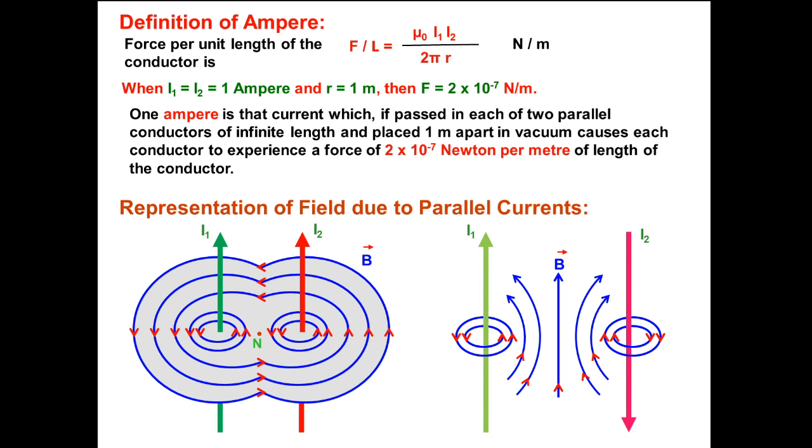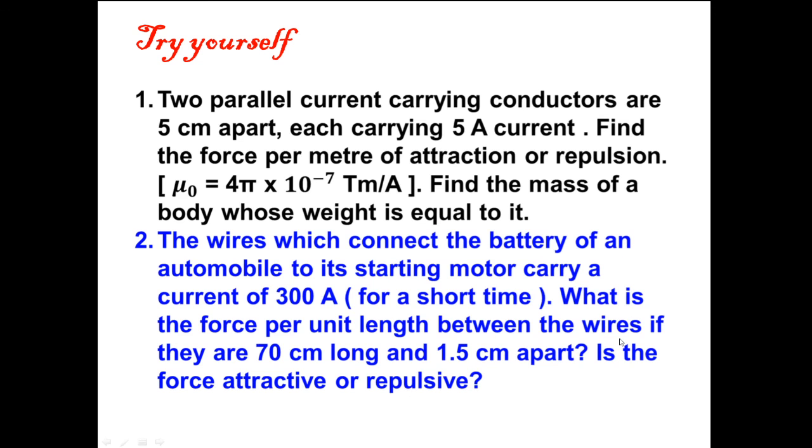The magnetic field due to parallel current and anti-parallel current is shown here. You can see if the currents are parallel, then the magnetic field is like this, and if currents are anti-parallel, then the magnetic field is like this. Here are the questions for your practice.